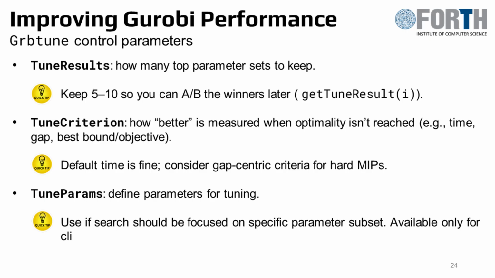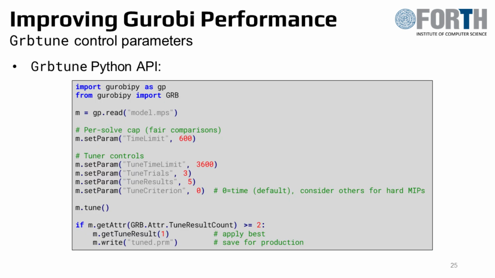Another important control is tune params. This allows you to restrict the tuning search space to a selected subset of parameters. Rather than exploring the full parameter space, you can focus on specific controls. This is particularly valuable when prior experimentation suggests that performance sensitivity is concentrated in certain areas. Let us now see how all these tuning controls are used in practice through the Python API.